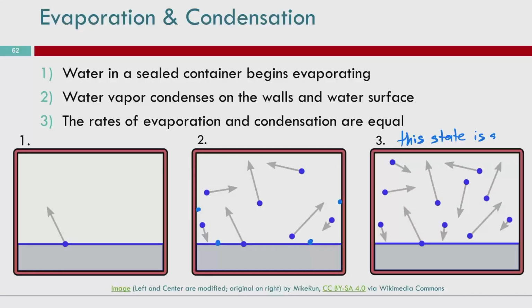And this state is relatively stable. So if more time passed and we took another snapshot, it would look like the same number of particles up in the gas phase. They would just have moved around to different areas instead.